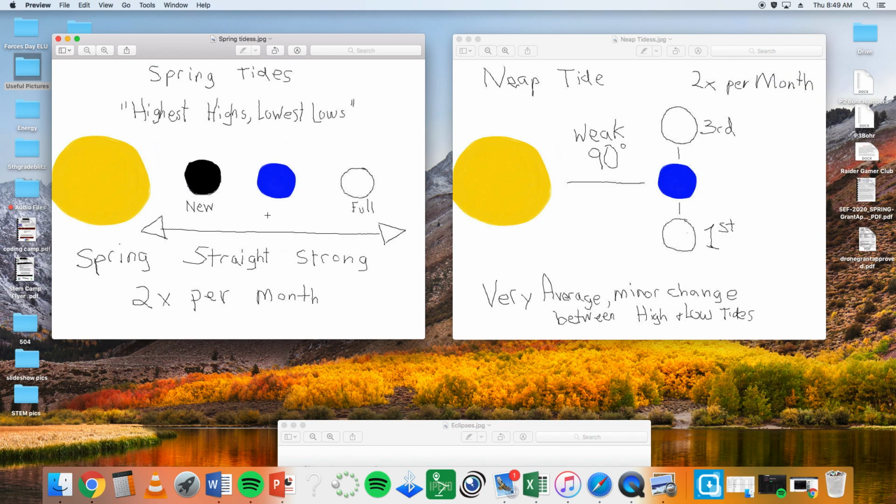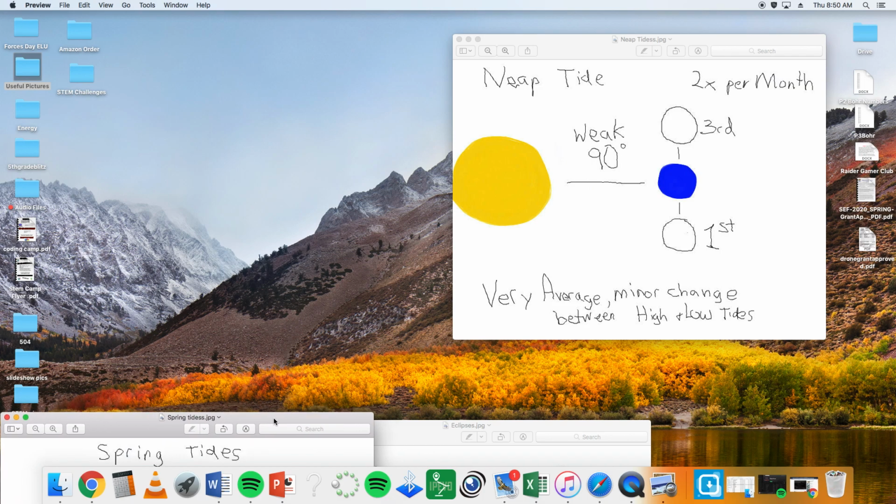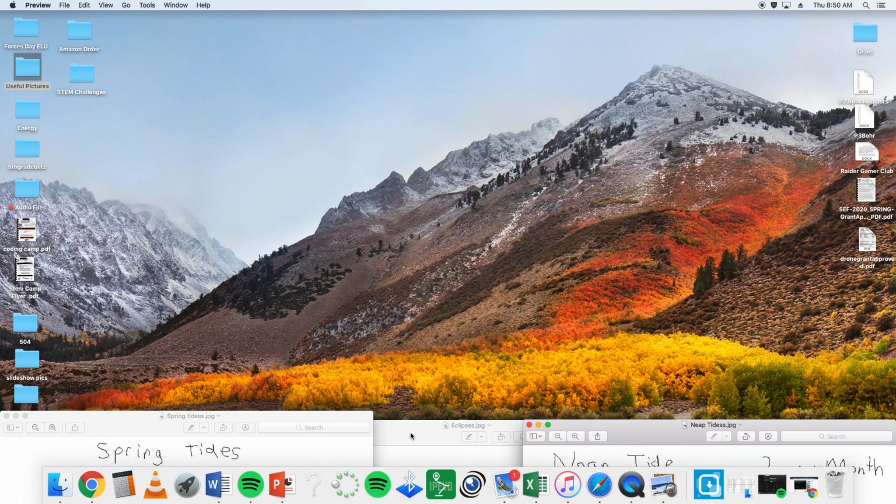In fact, you have surfers, you know, in my Hawaii, that like to go out and surf during these times the most because the waves will be the strongest during those times of the month. So, little fun fact there. Okay, and that is your information on tides. Feel free to watch this again if you need a little bit more assistance.